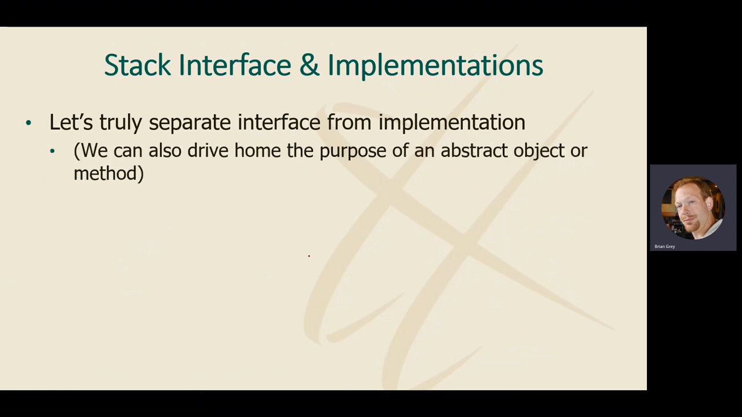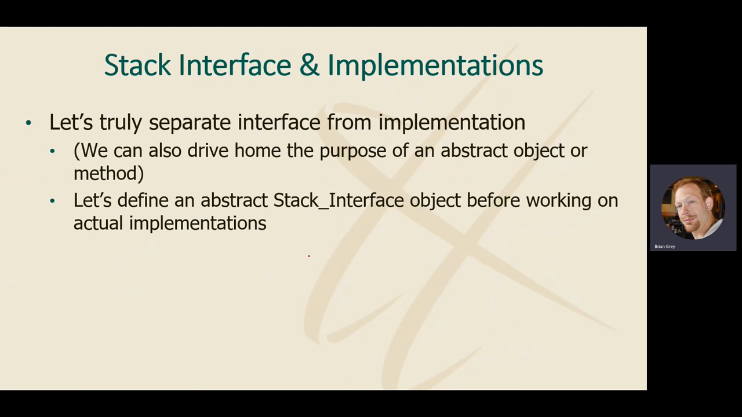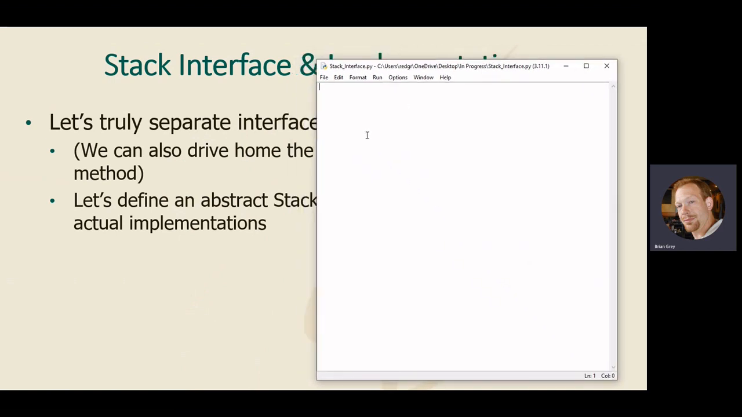So the nice thing is it's also going to drive home the purpose of an abstract object or an abstract method. So let's define something called a stack interface before working on our actual implementations. I'm going to open stack interface. I've got a file that's called stack interface. And we're going to code this one live. This is going to be one of the few things we code live.